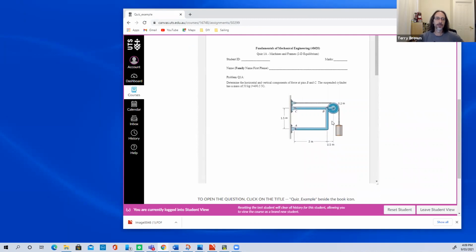Let's have a look at the question that's there as an example. It's just the one question, and you're asked to basically analyze that machine or frame. It might be find the reaction forces at all pins, or 1 or 2 or whatever. And it will be some kind of frame or machine that has multiple parts that interact with each other, so you'll have to draw multiple free body diagrams in order to do the problem correctly.